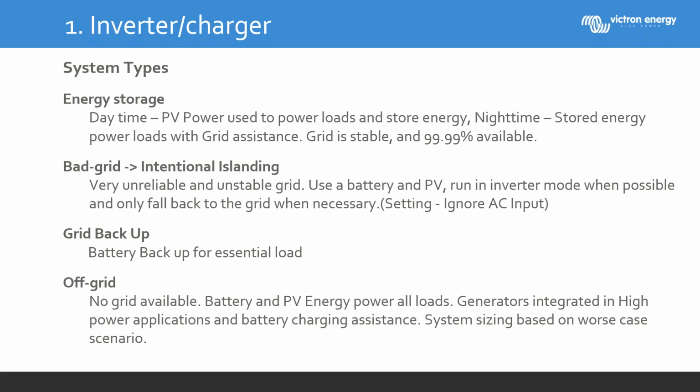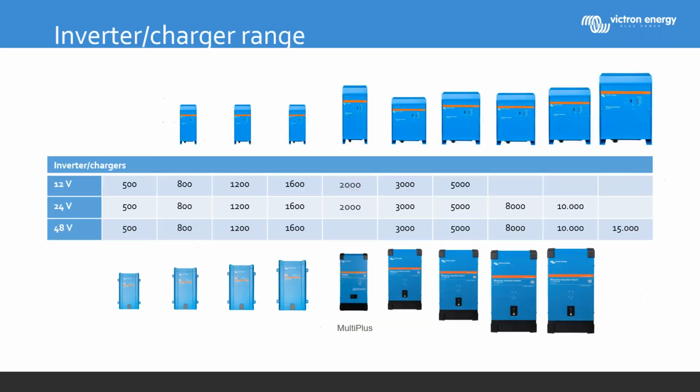Generators can be integrated for high power applications and for battery charging assistance. System sizing is done on worst case scenario because your battery and your PV have to carry all the loads for 24 hours. So from the inverter charger range, we are in a continuous research and development phase at the moment at Victron Energy, where we are adding more new models to our range.